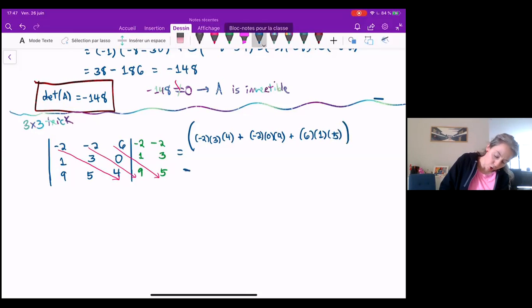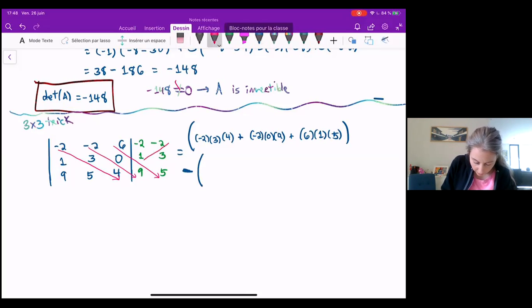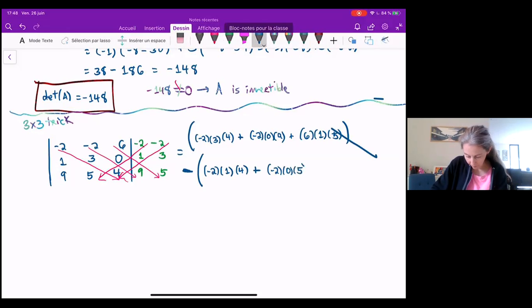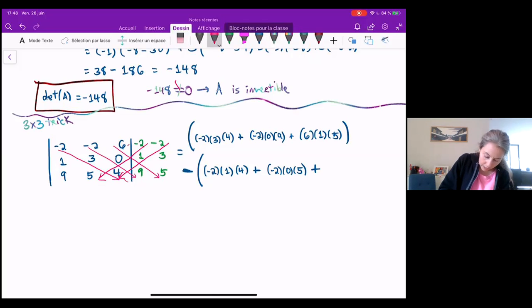And then I subtract, same as when I'm doing the 2 by 2, I subtract the other diagonals, the diagonals going from right to left, top to bottom. So now I'm going to start at the right side. This diagonal gives me negative 2 times 1 times 4, plus negative 2 times 0 times 5, plus, oops, my last diagonal here, 6 times 3 times 9.